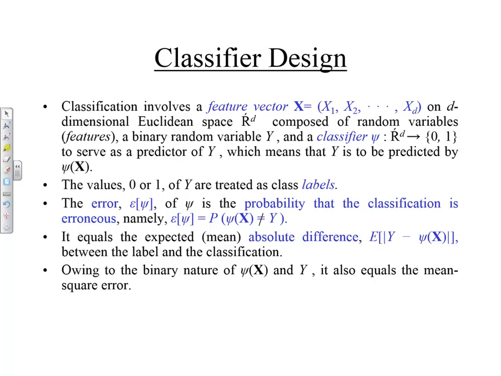So the error of the classifier is the probability of misclassification, right? So it's the probability that the class label that you spit out from the classifier is not the actual class label, right? And you can see that this is going to be the expected mean absolute difference. Why? Because there are only two possibilities here, all right?